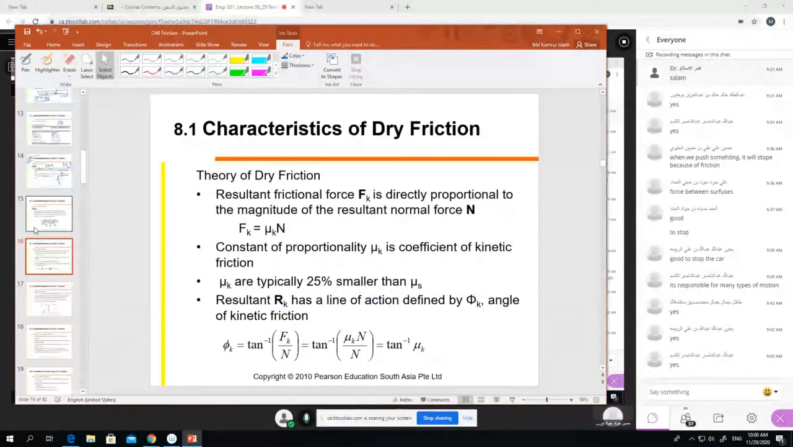Similarly, kinetic friction, we will not focus too much on it here. Static friction is the coefficient of static friction times the normal force, Fs equals mu s into N. Here, kinetic friction equals the coefficient of kinetic friction times the normal force. It is about 25% smaller than the static value, and the angle of the resultant force for kinetic friction equals tan inverse of the kinetic friction coefficient.